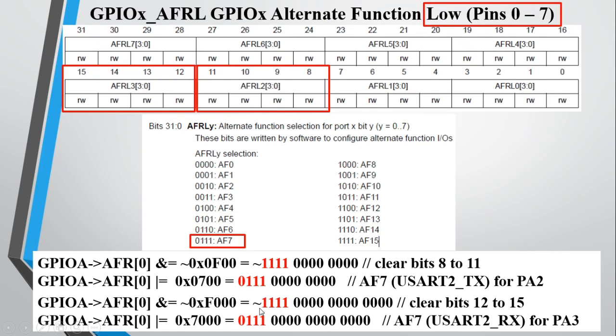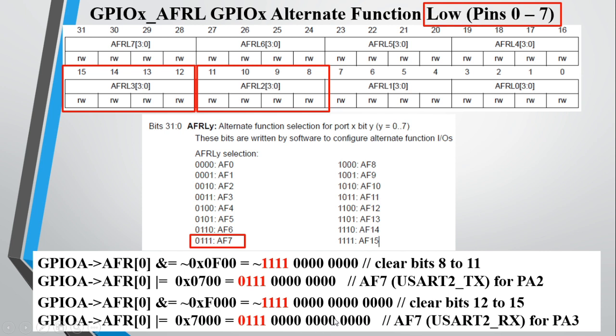So in this step you are clearing bit number 15 to 12 by writing &= ~0xF000. Then in the next step you are writing |= 0x7000. That means you are writing 0111 to these 4 bits, that means you are configuring PA3 as AF7. So if you want to perform both reception and transmission, these 4 steps need to be done. If you are performing only transmission, you need to write only these 2. If you are performing only reception, you need to write only these 2.